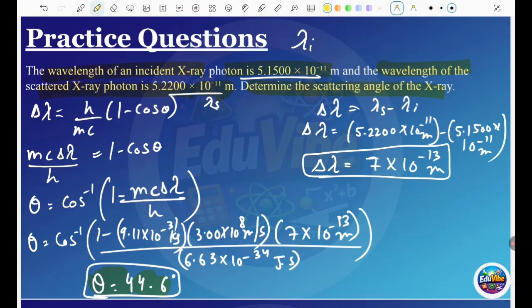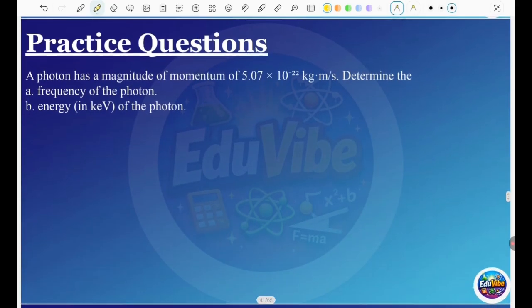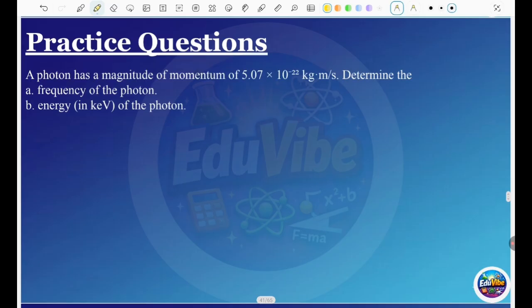You want theta, you have everything else except the delta wavelength, but you have the scattered wavelength and the incident wavelength, so you can subtract them, get the delta wavelength, put it in over there and get the theta. So that's the main question for the quantum effects, and these are very important questions. So let's move on to the last question of today's lesson.